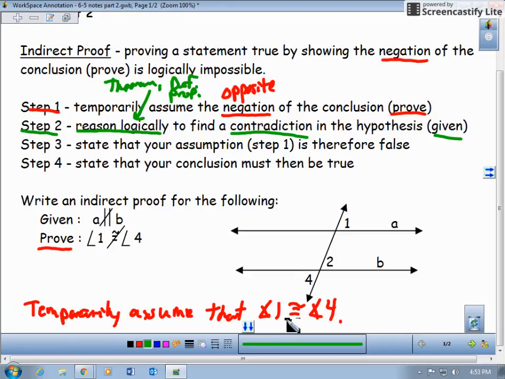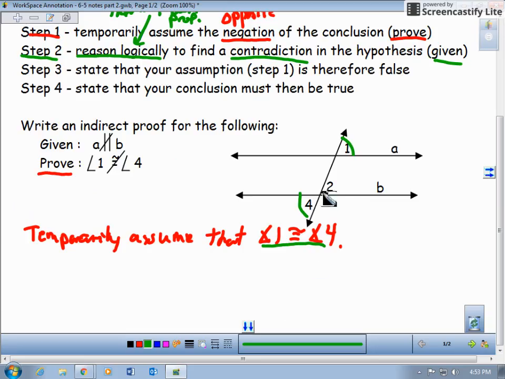So I want to use that assumption that angle 1 is congruent to angle 4, and I want to prove that that makes A and B parallel. I want it to contradict the given information. So what would we do here? Well, I look at my picture and I can say angle 4 is congruent to angle 2, because those are vertical angles. You've got that little X here. By vertical angles are congruent.